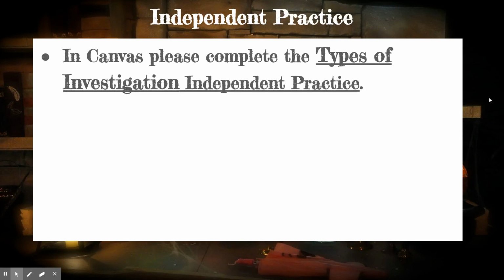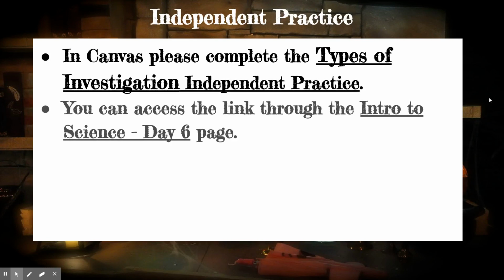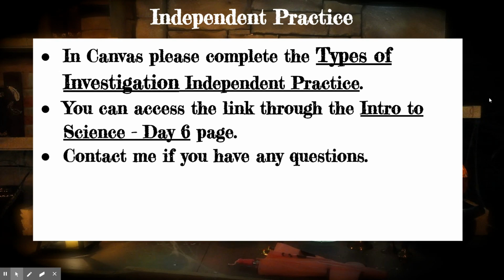And after that, you're going to work on your independent practice types of investigation. Again, access that link in the intro to science, day 6 page. And contact me if you have any more questions.